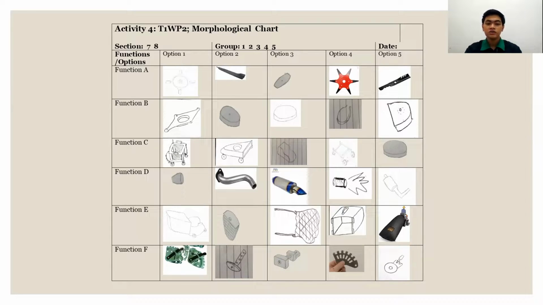For function H, which is the remote control, all the designs have the same function, which is to control the engine and tire movement. For function I, which is the steering part, all the designs have the same function, which is to determine the tire rotation, but the rotation type is different.